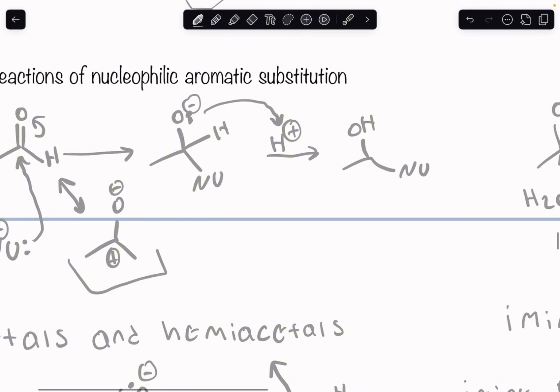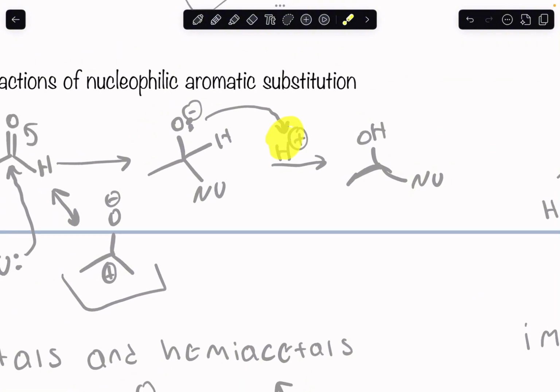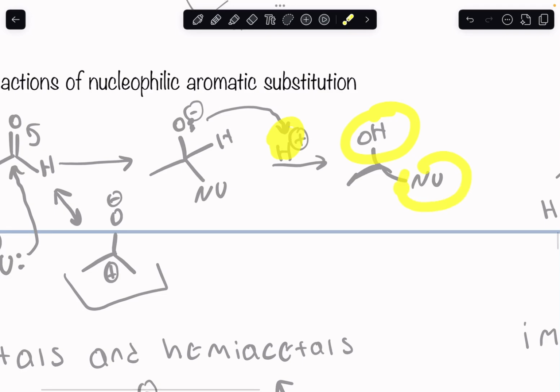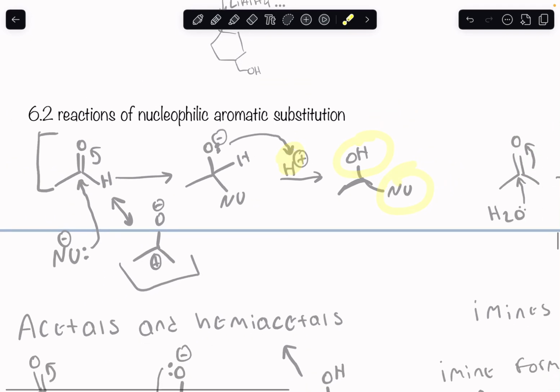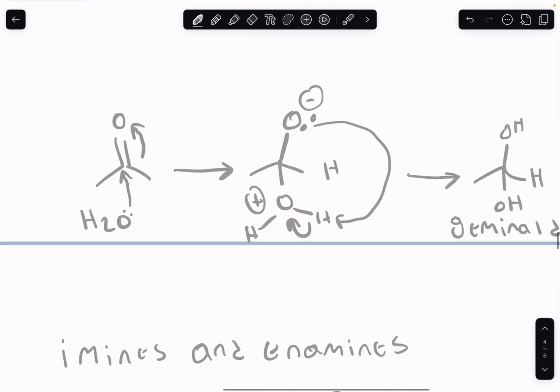Okay. So in step two, we just protonate the negatively charged oxygen with an H plus, and then we get an OH plus nucleophile. This is the general mechanism for these types of substitutions. Again, not aromatic. Hold on, this is annoying me. Nucleophilic substitutions. Okay.